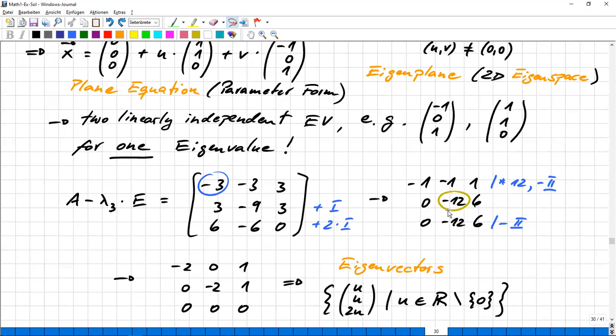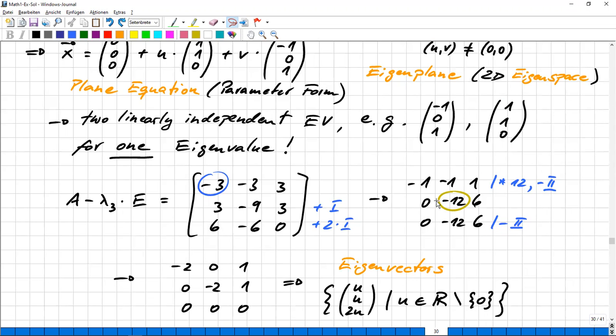I divide this by 6. I get 0, -2, 1. And then, it's a little work to do, I take this first row times 12, and then I subtract the second row. You see what I do? And here, I just subtract the second row. So that's easy. That gets my 0 line.